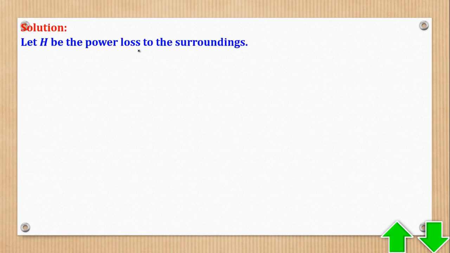So let capital H be the power loss to the surrounding. Like I told you, if it is just heat loss, it is small h to the surrounding. But if it is rate of heat loss to the surrounding, it should be capital H. Now, because there is the word power, it means it is rate of heat loss. That is why I'm using capital H. Okay. So the power supplied is equal to latent heat plus rate of heat loss. So this is the rate of latent heat, and this is the rate of heat loss, and this is the power or rate of energy supplied.